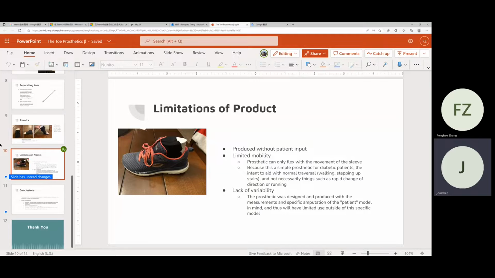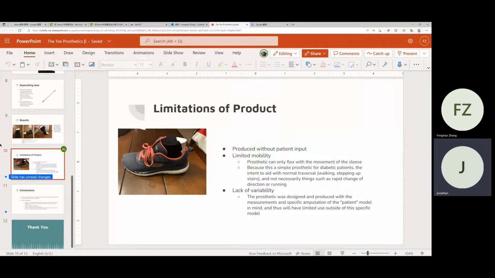And so some limitations of the product. Well, first and foremost, the product was completely produced without patient input. Without patient input, we can't really see what real usage of it would look like, or what other problems we might not have even thought of that we would have to take into consideration.